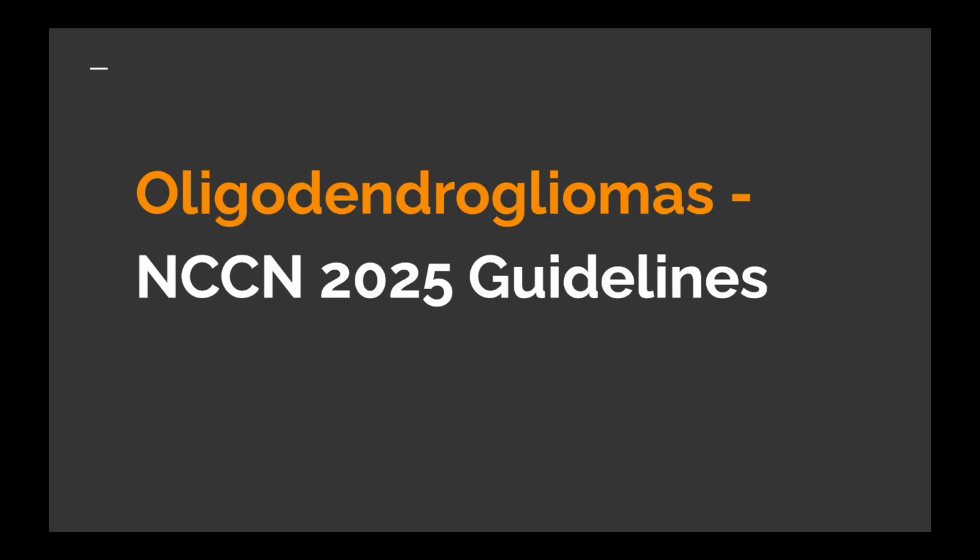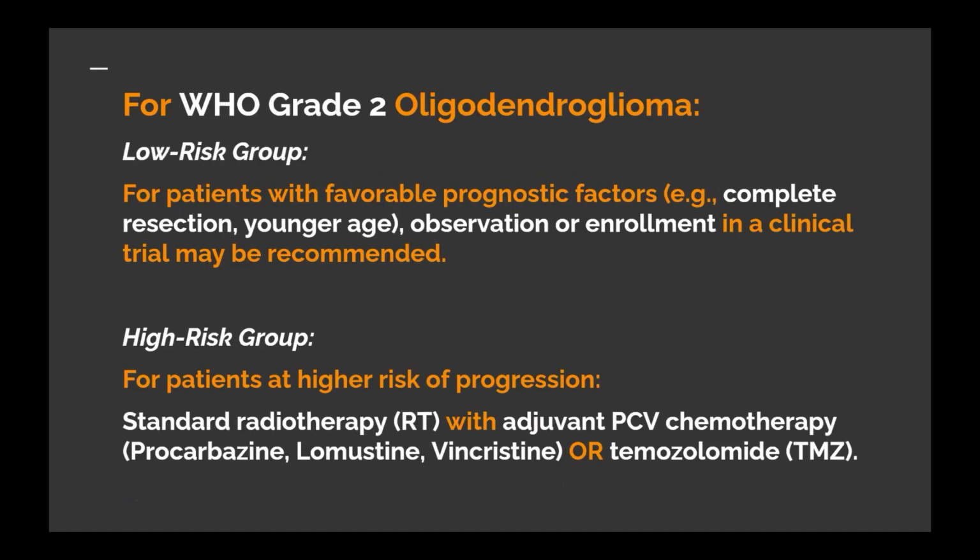So, summarizing this session, we have the NCCN 2025 guidelines. For WHO grade 2, we divide them into low-risk groups and high-risk groups. The low-risk groups are patients who have favorable prognostic factors, for example, complete resection and younger age. In these patients, observation or enrollment in a clinical trial may be recommended.